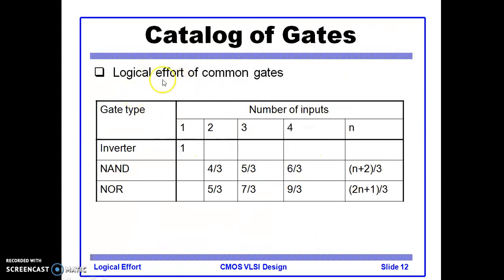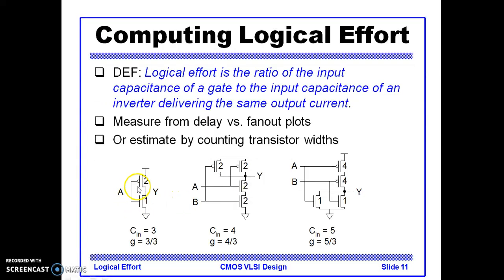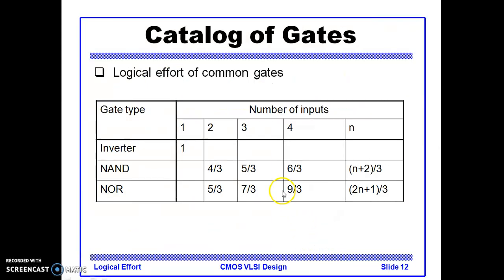Now the summary of logical effort for common gates. For a 2 input NAND gate it is 4 by 3, for a 3 input NAND gate it is 5 by 3. You can see the denominator is always 3, whether it is a NOR gate or NAND gate, because the C in of the inverter happens to be always 3. Here it is 2 plus 1, 3, here it is 2 plus 2, 4, here it is 4 plus 1, 5. This way we can estimate the value of g of different gates, depending on the number of inputs.